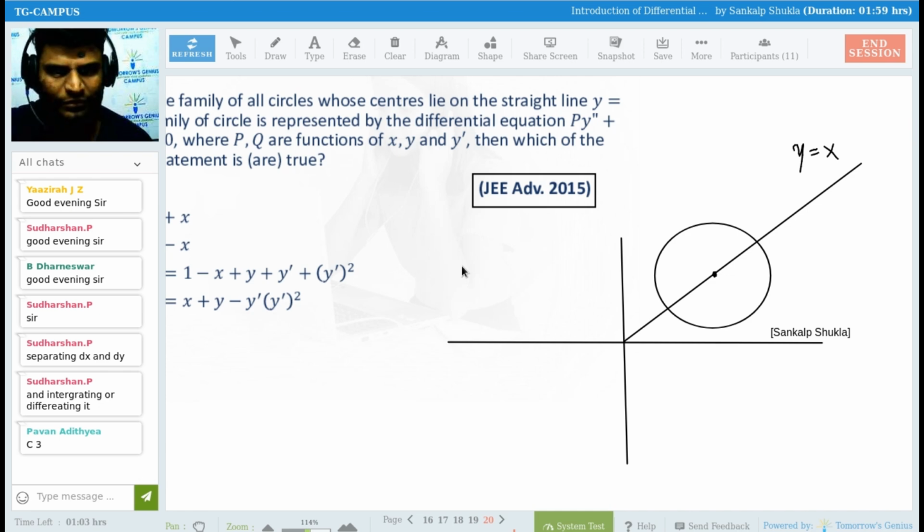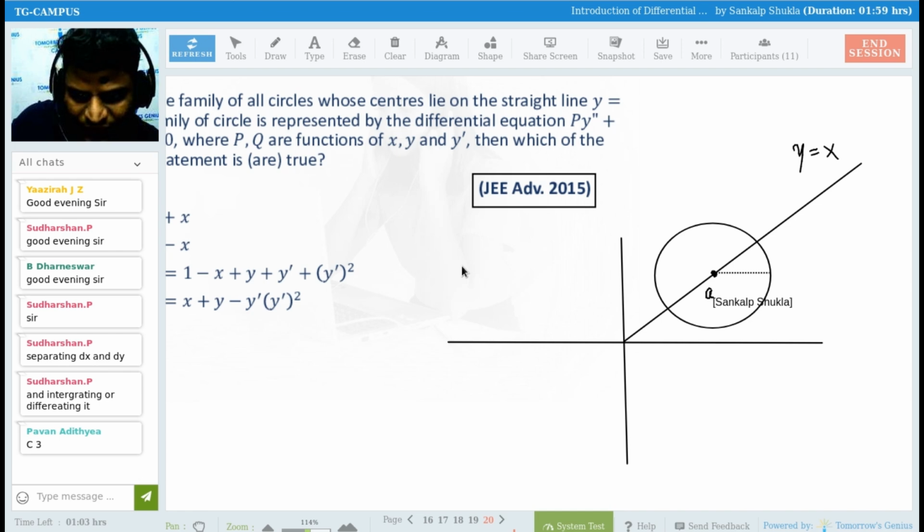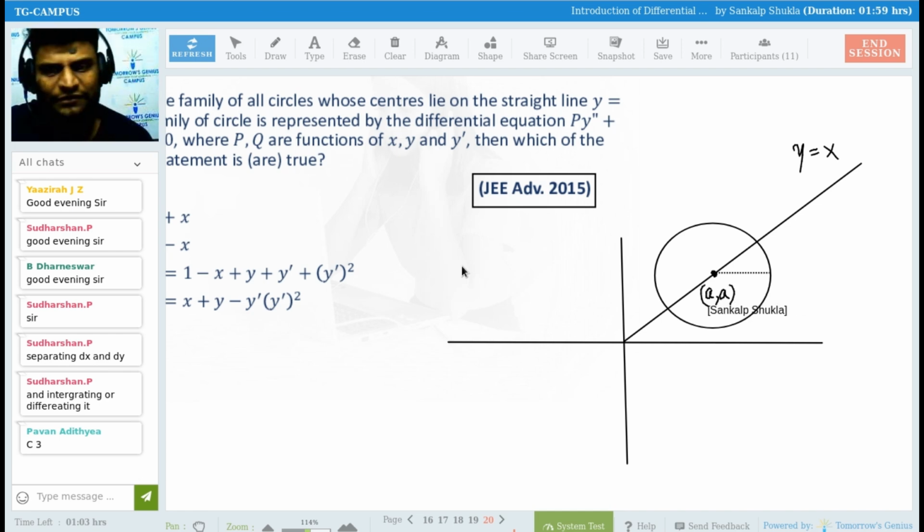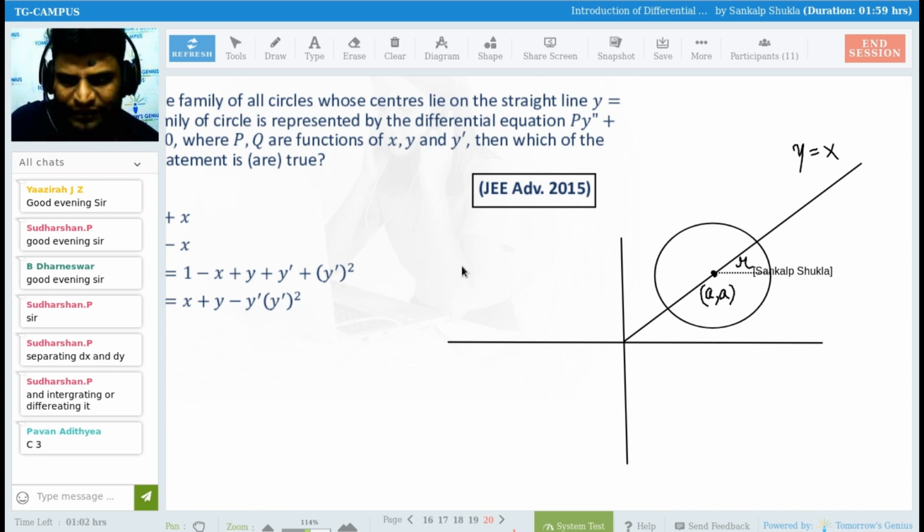Okay. So we don't know the radius. Also we don't know the coordinates of the center. So we can take coordinates of the center for our reference as a comma a. Okay. We can take a comma a as the center, and we can take r as the radius. We can take a comma a as the center and r as the radius.